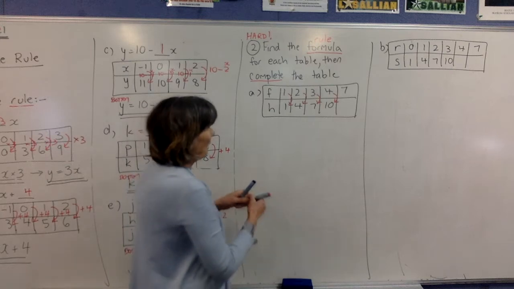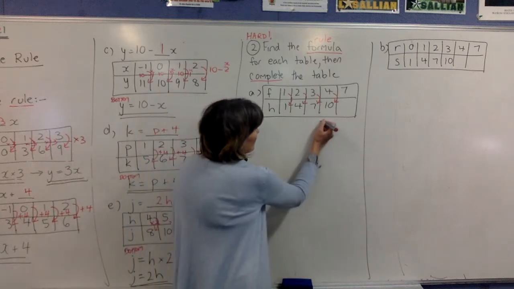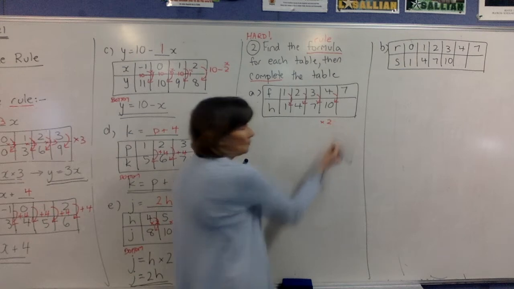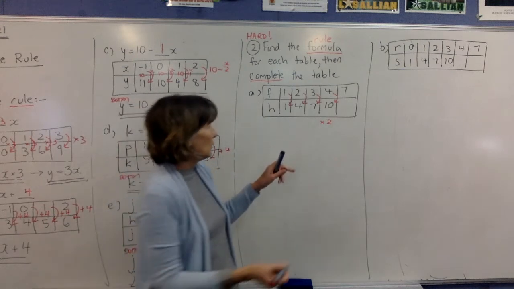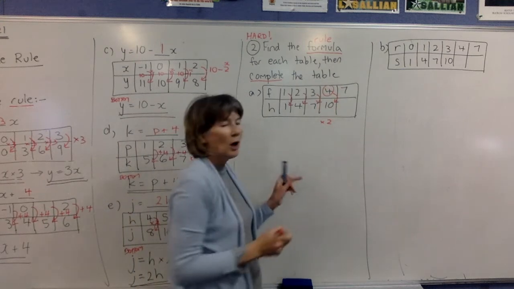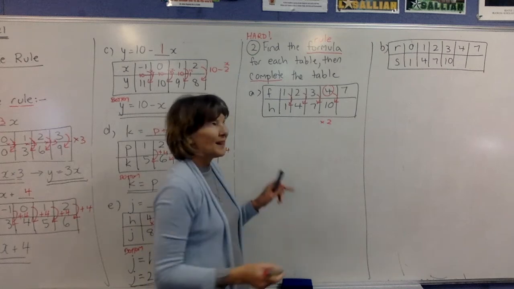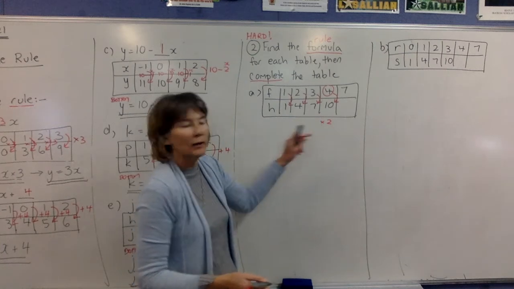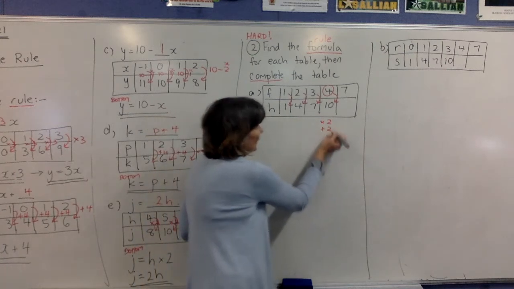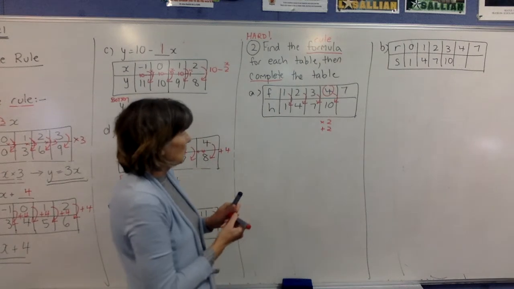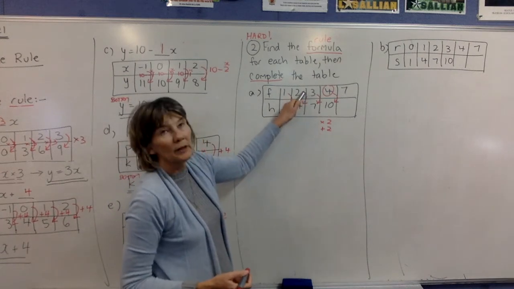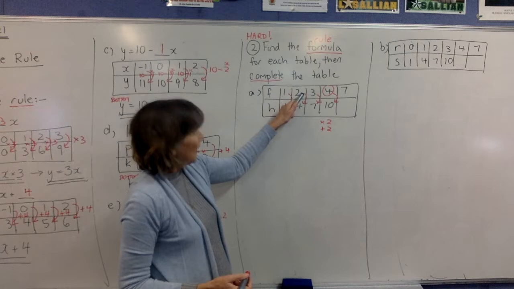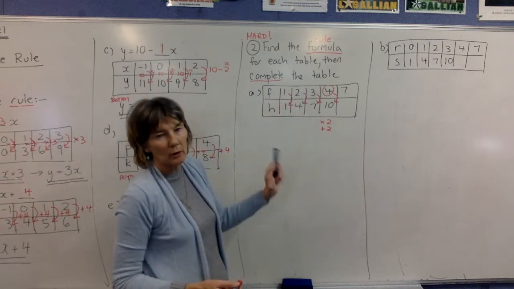So let's see what happens if I did times by 2. So we're starting with the 4, remember. If I times by 2, that would give me 8. So to get to 10, I'd have to then add 2, wouldn't I? Let's see if it works on the next one. Times by 2 would give me 6. Add 2 would give me 8. No, that's not working.